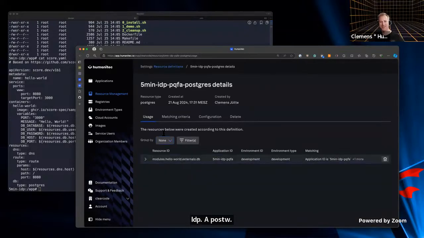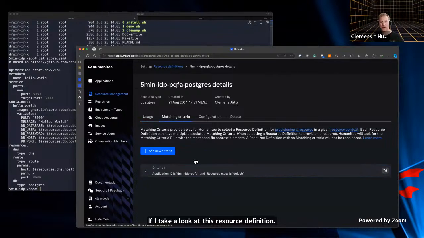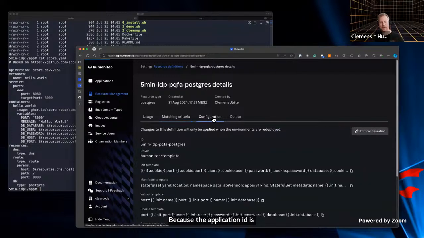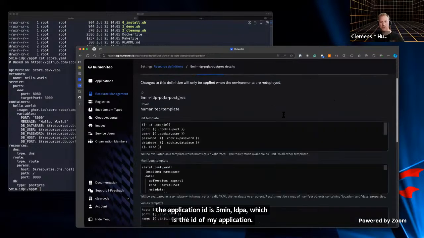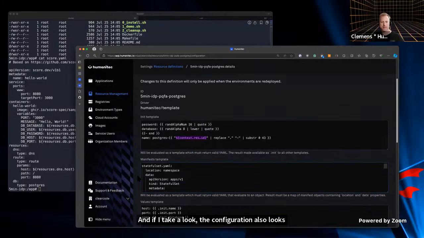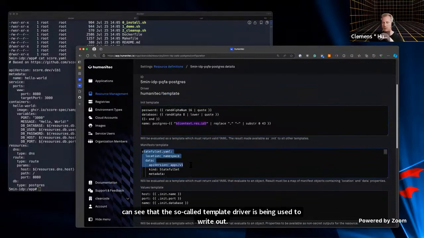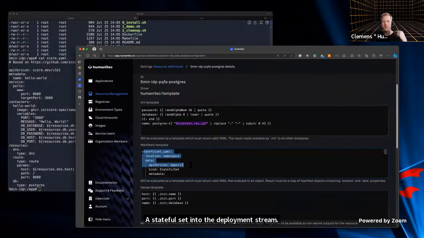If I take a look at this resource definition, you can see my application is using it. Why? Because the application ID is 5-min IDP PQFA, which is the ID of my application. And if I take a look at the configuration, it also looks horrible. So let's go into the edit mode. It's a little bit clearer. I can see that the so-called template driver is being used to write out a stateful set into the deployment stream, which is directly on top of my kind cluster running another pod, which holds the database. And that's the reason why it's so fast.